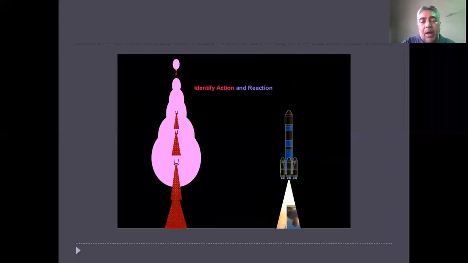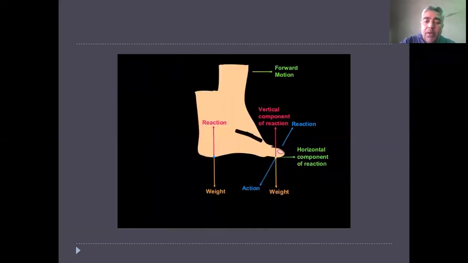The rocket goes up in the sky, and the gases go downward, and that is also Newton's third law of motion. To identify action and reaction: here the action is the rocket going up and the reaction is the gases going down. How can we walk on the ground? That is also a forward reaction and backward reaction. The reaction is the weight on the ground, then the horizontal component of the reaction, then the vertical component of the reaction, then weight, and then we go ahead, that is the forward reaction.